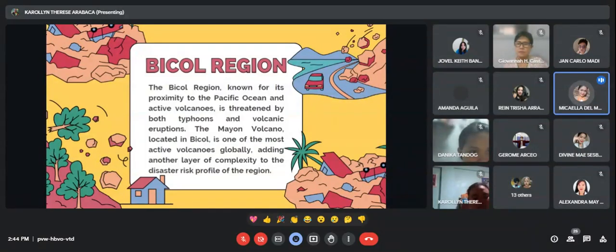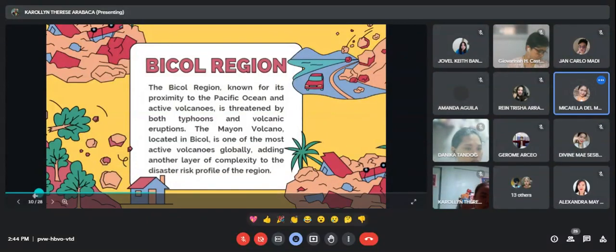The Bicol region, known for its proximity to the Pacific Ocean and active volcanoes, is threatened by both typhoons and volcanic eruptions. The Mayon volcano, located in Bicol, is one of the most active volcanoes globally, adding another layer of complexity to the disaster risk profile of the region. So kung matatandaan po natin yung mga typhoons like Milenyo tsaka po yung Reming nung 2006, which were recorded to be some of the most devastating typhoons po. Next slide po.